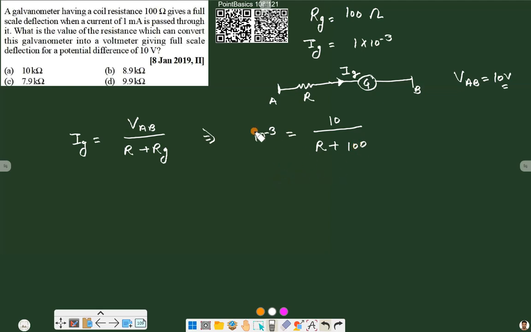Now taking cross multiplication, we will get R plus 100 is equal to 10 by 10 raised to power negative 3, and it will be 10 raised to power 4 or 10,000. And from this, R is 9900 or 9.9 kilo ohm. That is option D for us. So option D will be the right answer. Moving to the next one.